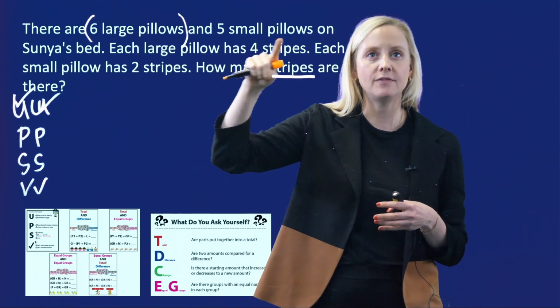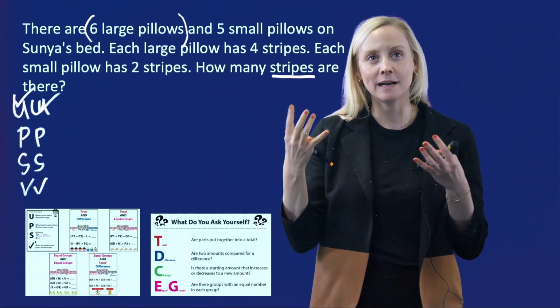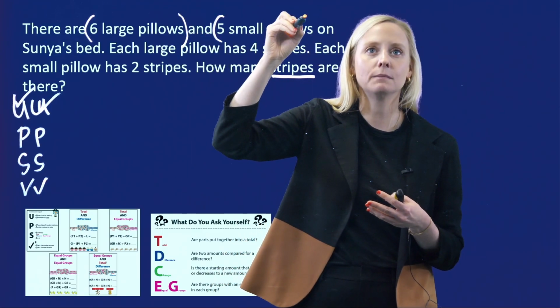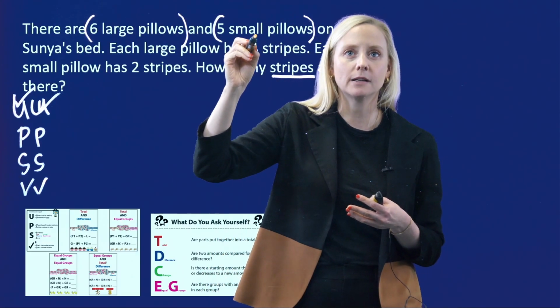My next number is 5. This is about small pillows. Again, pillows is not about stripes, but I have stripes on my pillows. So I need that number, so I'm going to put that in parentheses. Now I'm going to keep going. My next number is 4. That's about stripes.